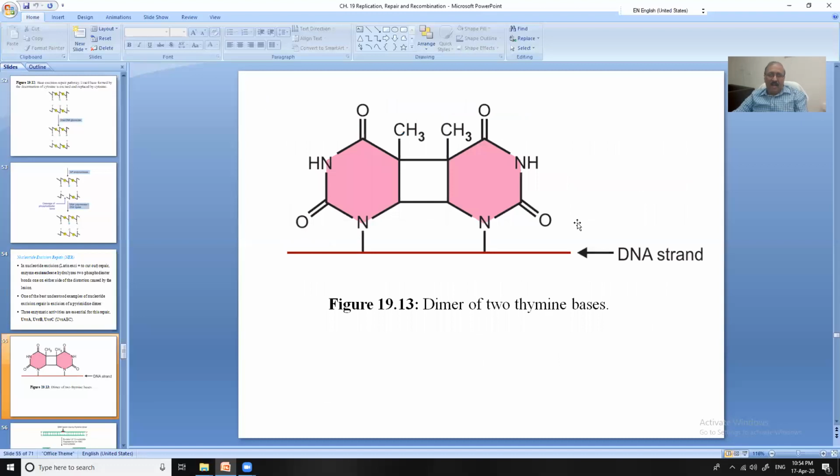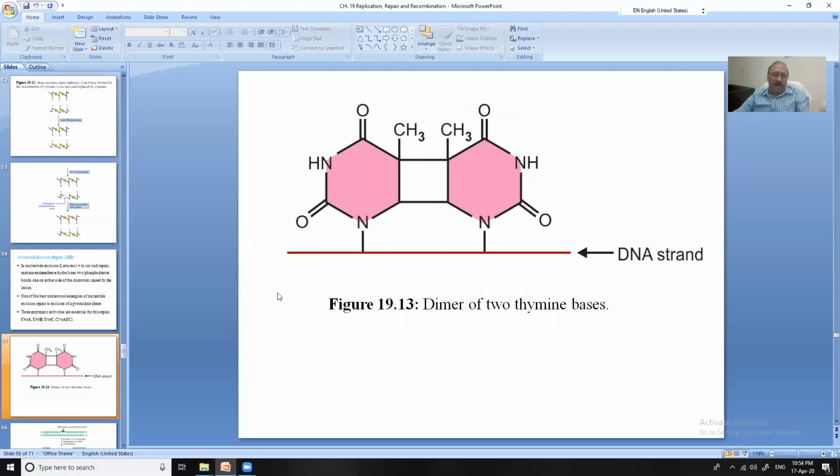It is the thymine dimer, where two thymines are making a bond here. Okay, and they are making a dimer. Such types of dimers are not allowed in the DNA strands. A dimer should not be there. So what do we want? We want this dimer to be removed.